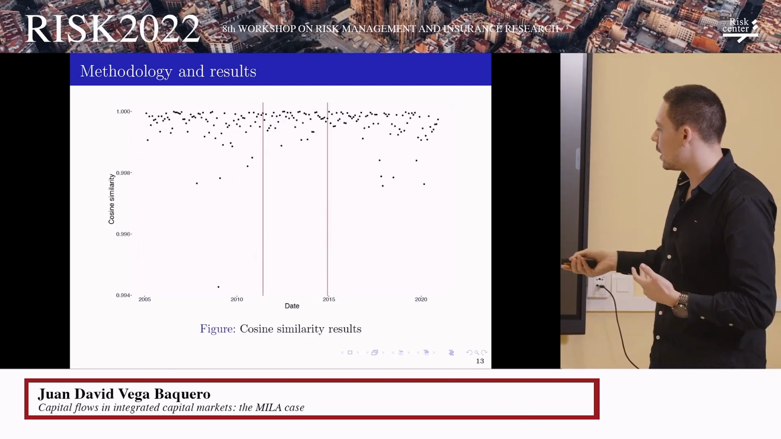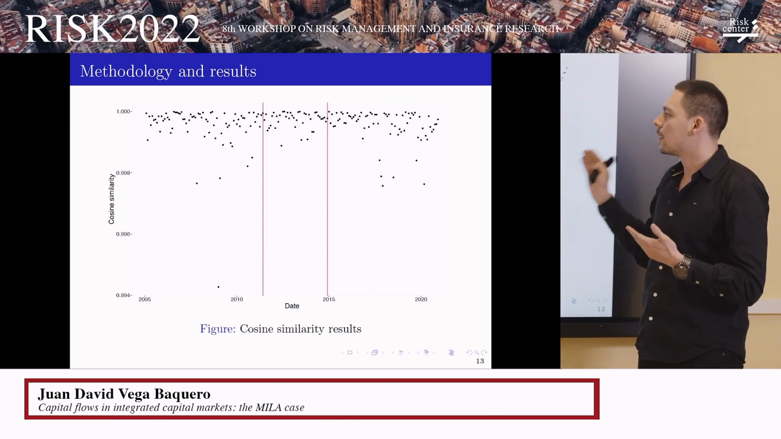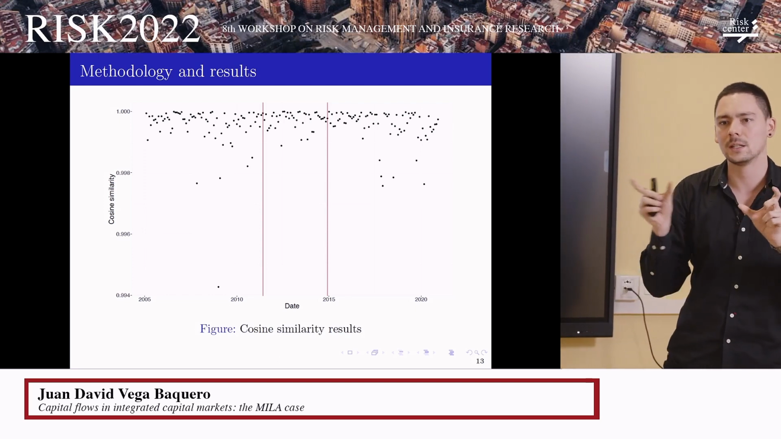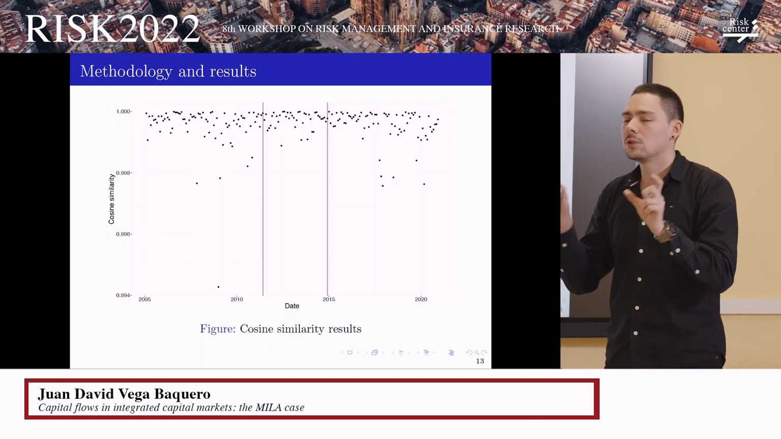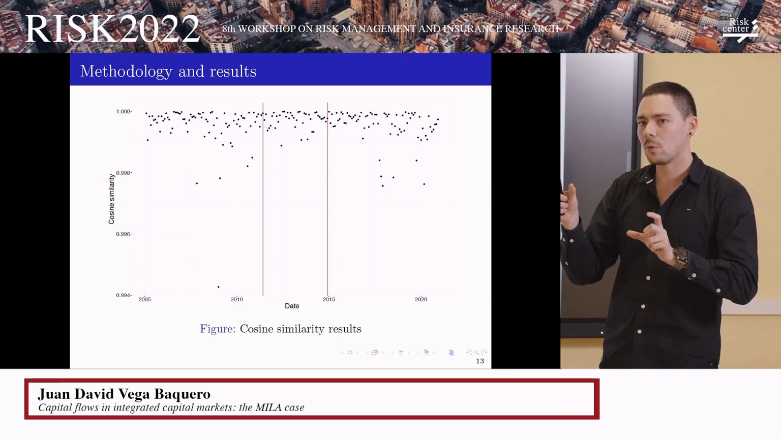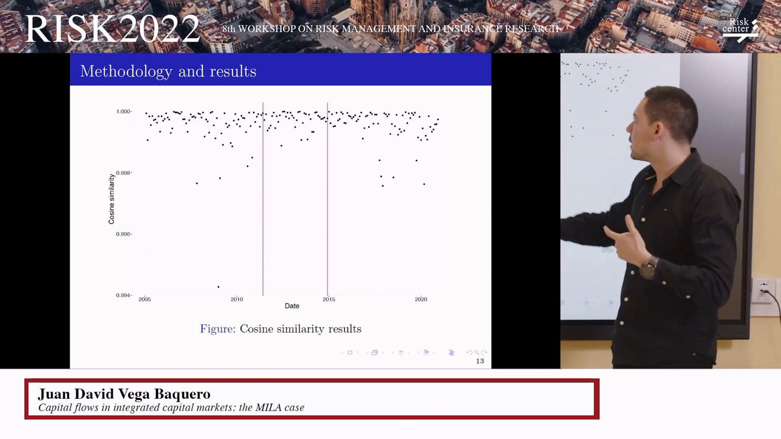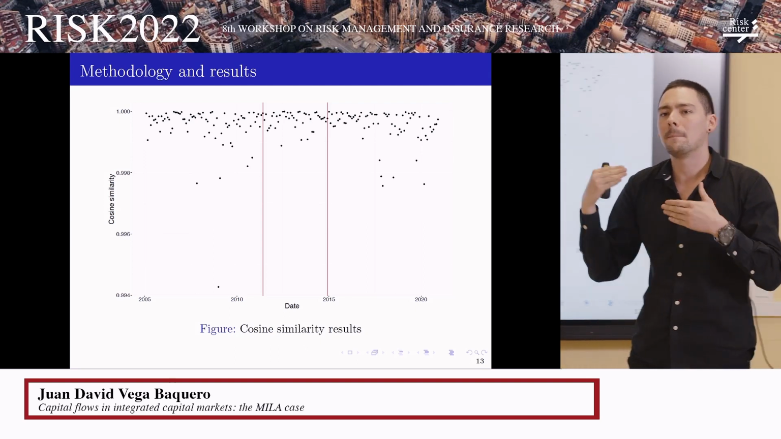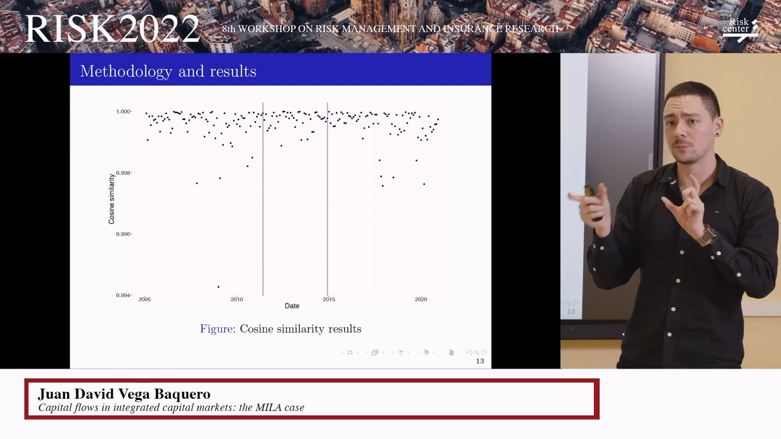Here we have the cosine similarity results, which are basically similar results. Here in the cosine similarity, we are trying to test whether two vectors, in this case the two vectors corresponding to the participations of the markets, how different are they from one another? So again, we are testing the participation in one period against the participation in the period before. A value close to one means that there is a high similarity between the two vectors that I'm trying to test.